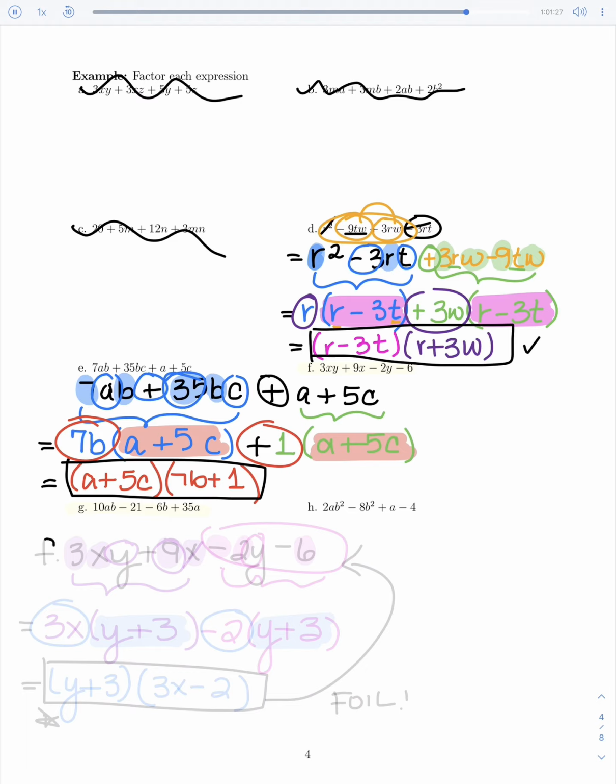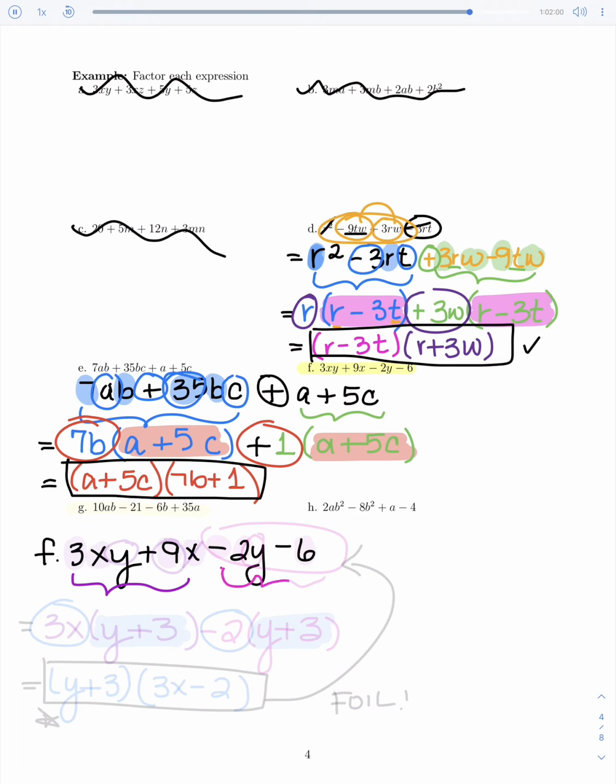Let's take a look at F. In problem F, let's take a look. We have 3xy plus 9x minus 2y minus 6. And again, notice we don't have anything common between all 4 terms, so we have 4 terms though, so we're going to group the first 2. And let's see, we'll group the second 2.